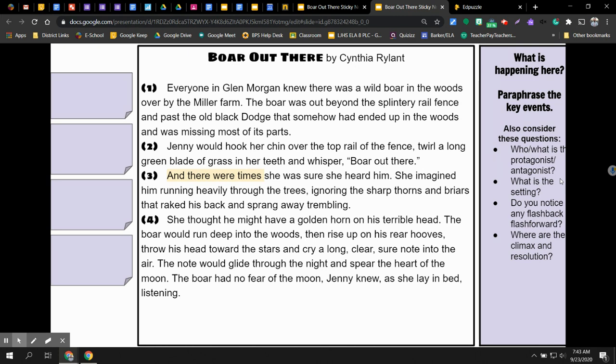She imagined him running heavily through the trees, ignoring the sharp thorns and briars that raked his back, and sprang away trembling. She thought he might have a golden horn on his terrible head. The boar would run deep into the woods, then rise up on his rear hooves, throw his head towards the stars, and cry a long, clear, sure note into the air. The note would glide through the night and spear the heart of the moon. The boar had no fear of the moon, Jenny knew, as she lay in bed, listening.